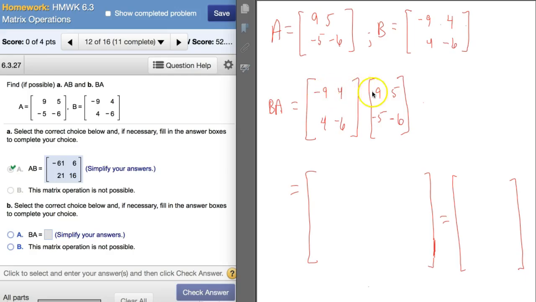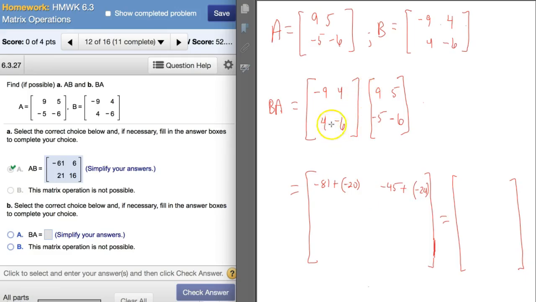So we'll take negative 9 times 9, which gives us a negative 81, plus 4 times negative 5 gives us a negative 20. So that's for element A11. So now we have row 1, column 2. So negative 9 times 5 is a negative 45, plus 4 times a negative 6 is a negative 24.